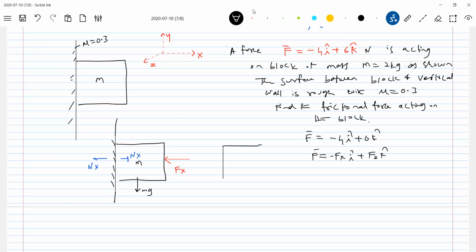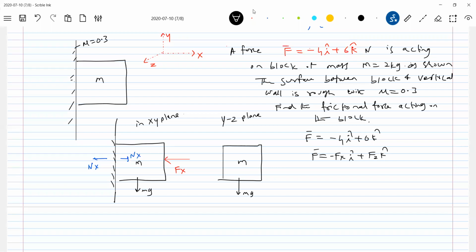Let the block be in the YZ plane. The first diagram is the block in the XY plane. Similarly, let this diagram be in the YZ plane. In the YZ plane, the background will be the wall. In any plane, the weight mg will be acting along the y-axis. Tell me, where should the force Fz be shown? What are the coordinate axes? This will be the y-axis.